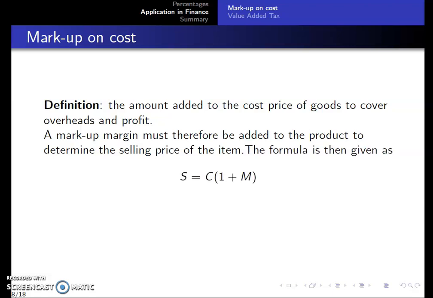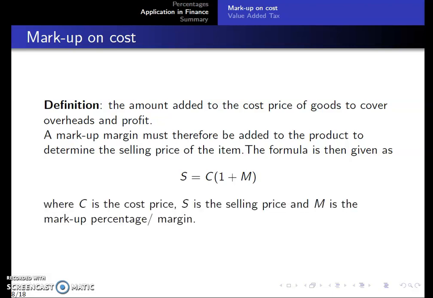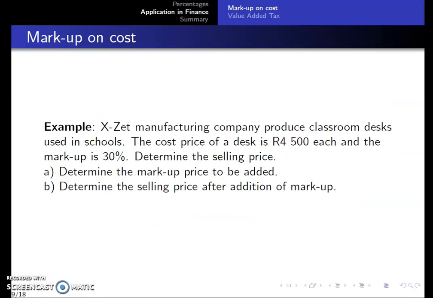And the formula we use is S = C(1 + M), where C is the cost price, S is the selling price that goes to the customer, and M is the markup percentage or margin. M is a percentage, it's not the amount. The amount can be calculated by C times M. That is the amount you'll be adding, but the percentage itself will be given the symbol M.